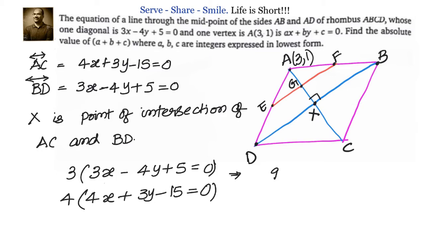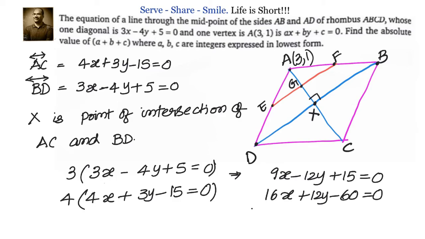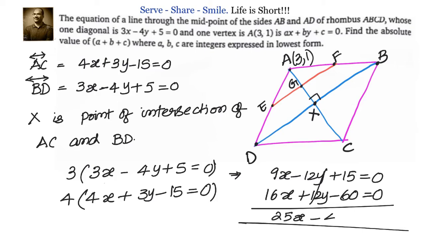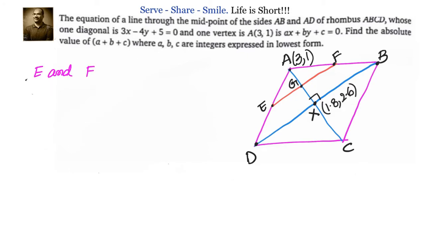Simplifying, we have 9x minus 12y plus 15 equals 0, and 16x plus 12y minus 60 equals 0. Let us simplify that. We have 25x equals 45, or x equals 1.8. By substituting x equals 1.8 in any one of the diagonals, we get y equals 2.6. Now the coordinates of X are (1.8, 2.6).